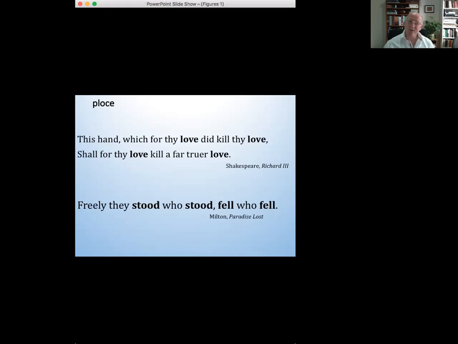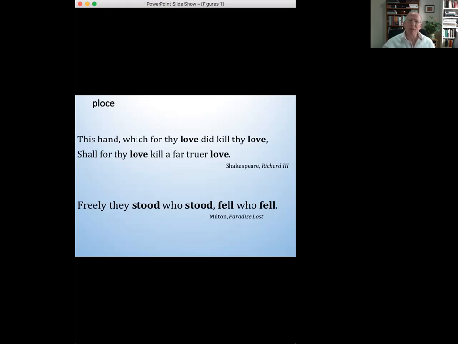Repetition of the word love really gives us a sense of Richard's deviousness, using the word love to mean different things, the same word to mean different things, repeating the word, very persuasive, a display of his rhetorical prowess, trying to persuade Anne to forgive him.